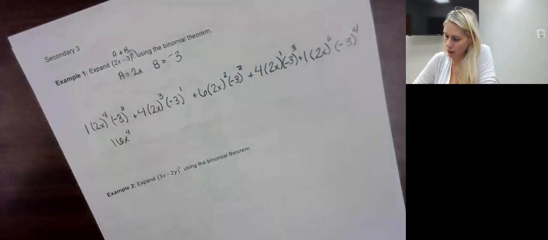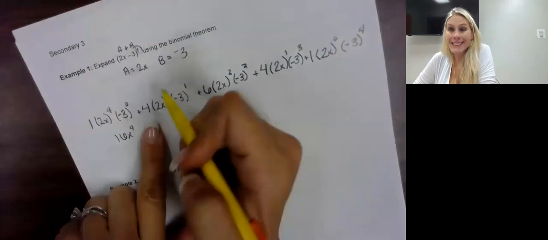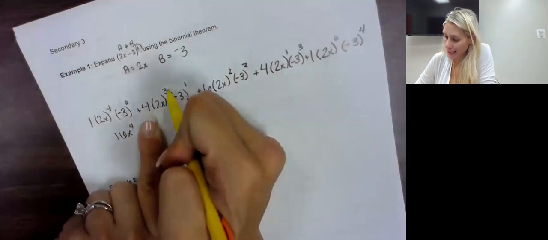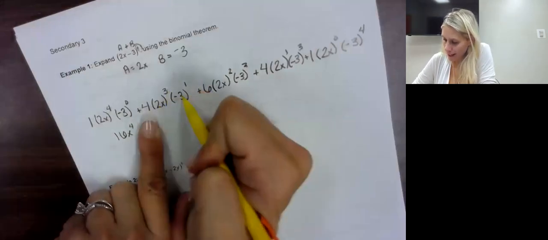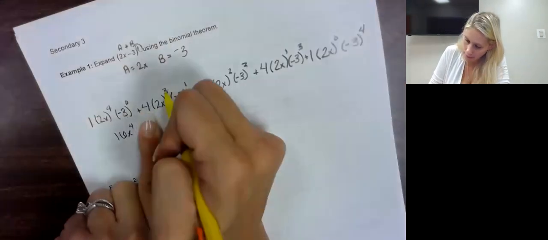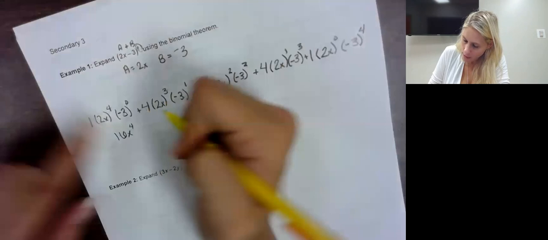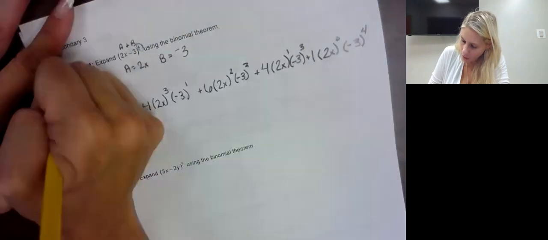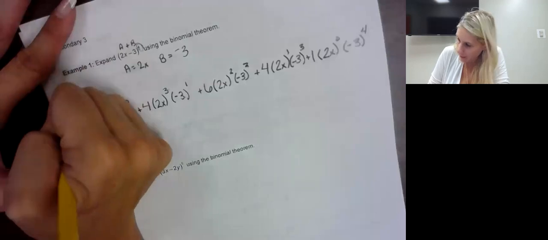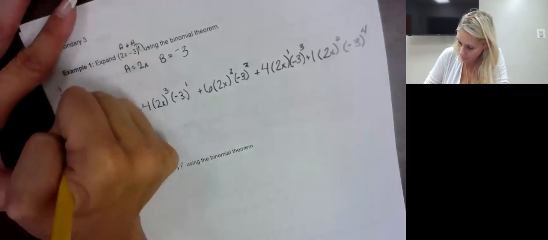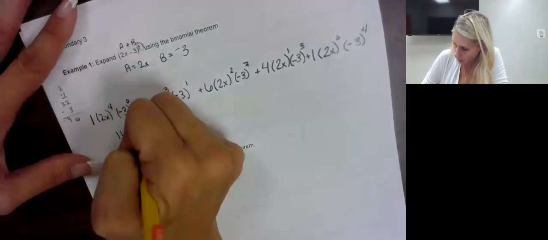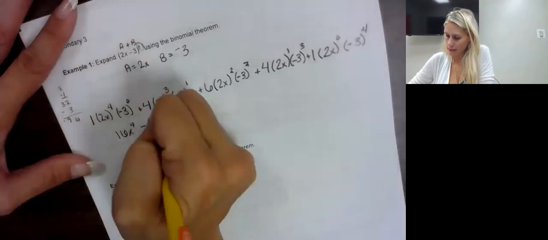This is 4 times 2 cubed, which is 8. -3 to the first is -3. So 8 times 4, right? 8 times 4 is 32. And 32 times -3 is -96. And what do you know? That was our second term. And here we have x cubed.